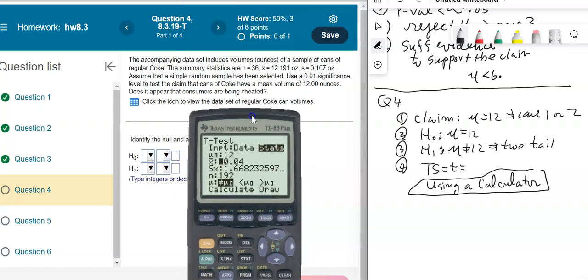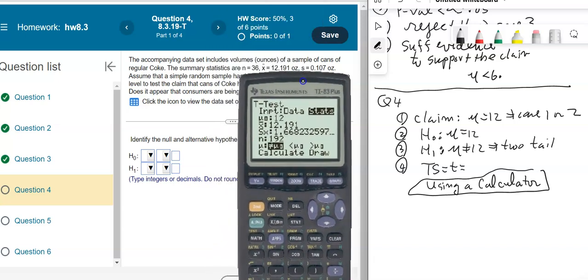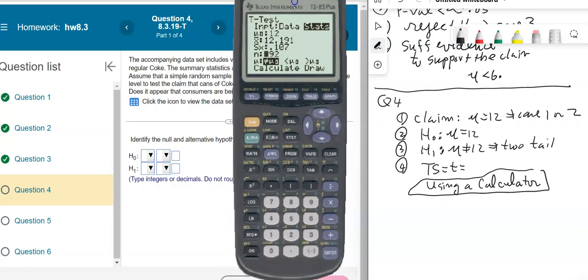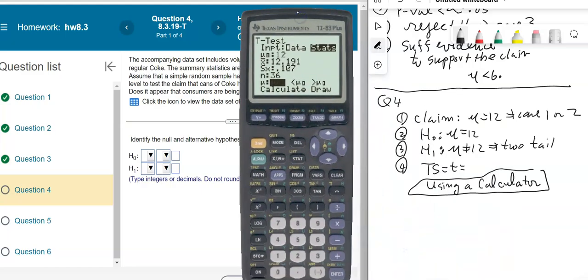What is X bar? X bar is 12.191. What is this S? 0.107. How many, N? 36. Which one do you highlight? Here, not equal to. So it is already highlighted. Hit enter and go to calculate. Now, the test statistic is 10.71.